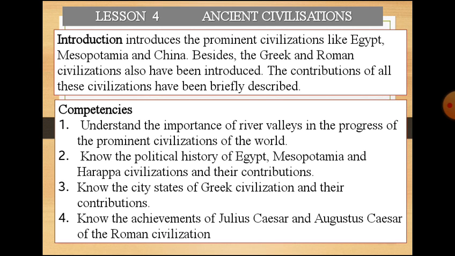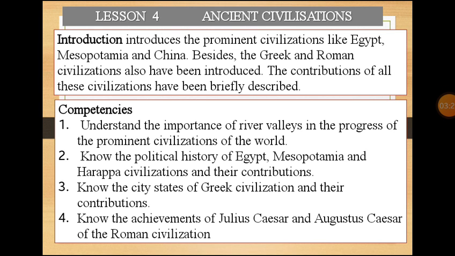In the fourth point, Julius Caesar was the most powerful man in the Roman Republic, and Augustus Caesar was also a successful leader who restored peace and prosperity to the Roman states and was the first Roman emperor. This was all about the introduction and the competencies. Now we shall learn the lesson in detail.